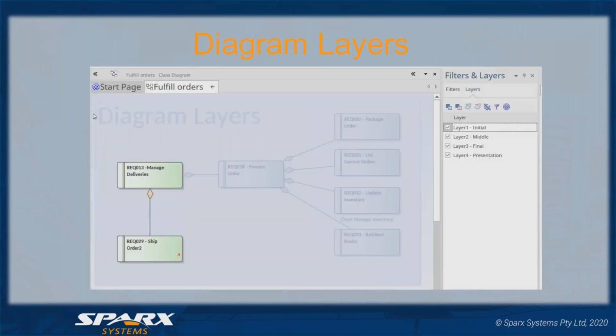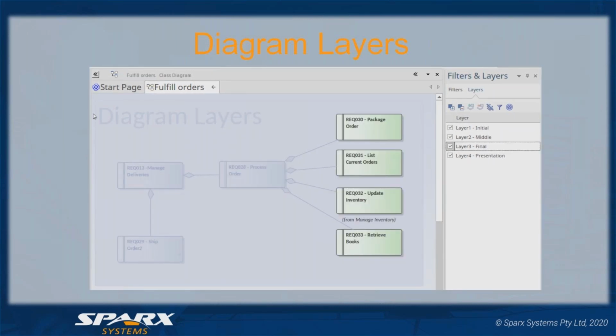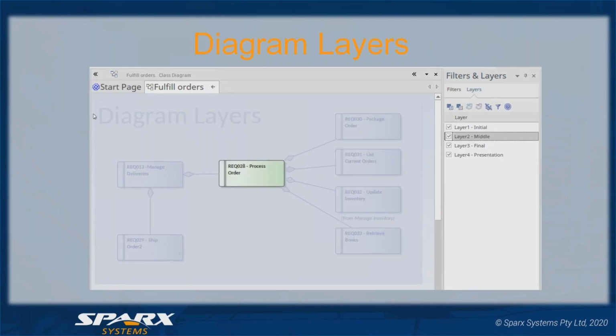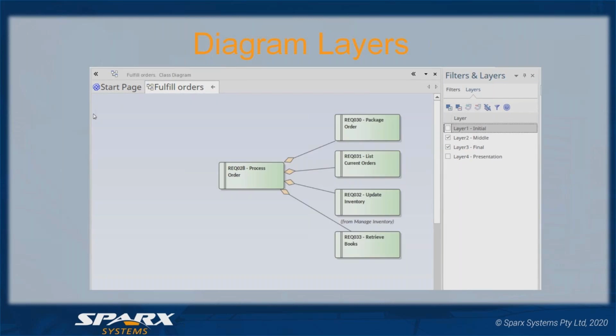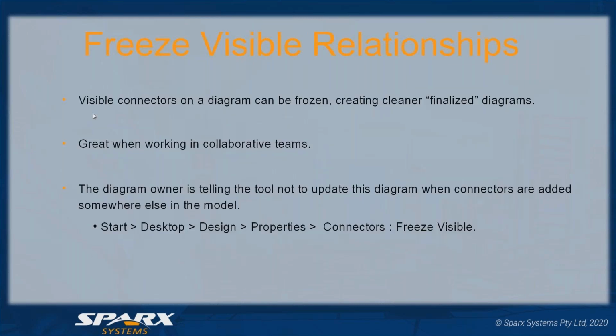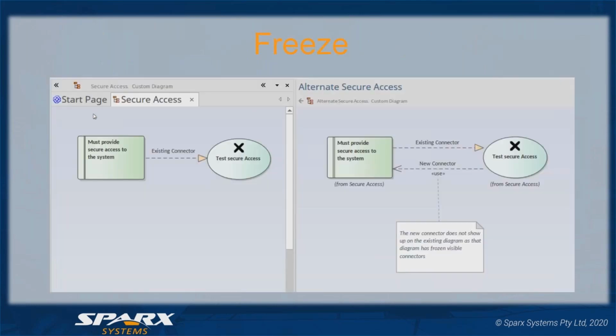So even though I'm talking about things at a high level, I will go through and demonstrate some of these things in a moment. So there's a new layers level, and you can select the layer and present those layers. There's also an option to freeze visible relationships. So visible connectors on a diagram can be frozen.